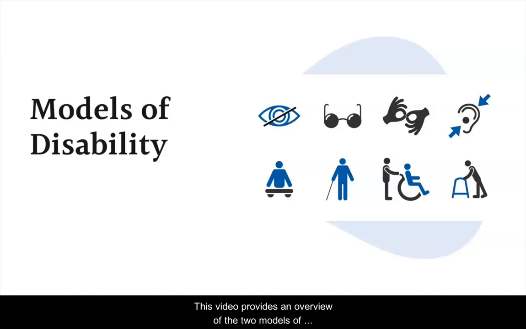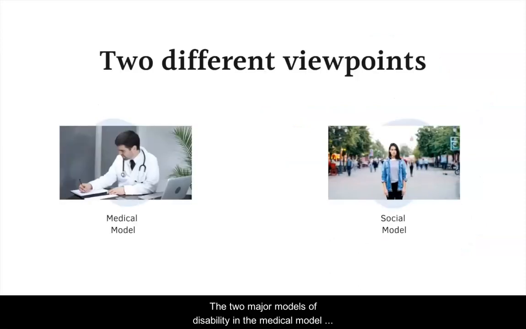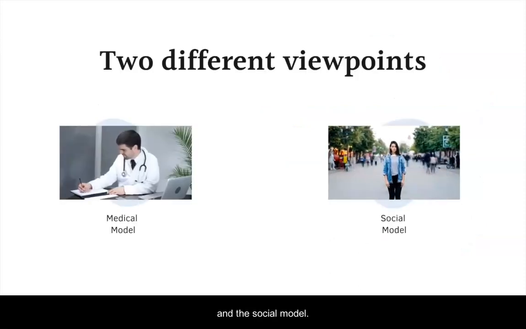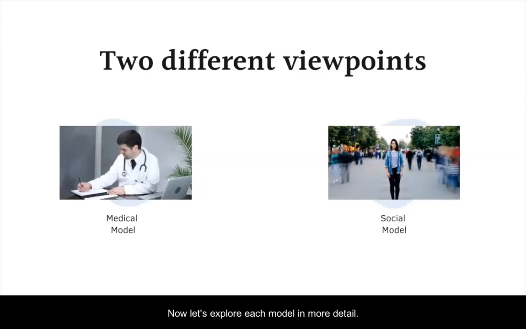This video provides an overview of the two models of disability. These models provide a basis for defining disability and assess how society and the individual play a role in resolving the impairment associated with the disability. The two major models of disability include the medical model and the social model. Now, let's explore each model in more detail.